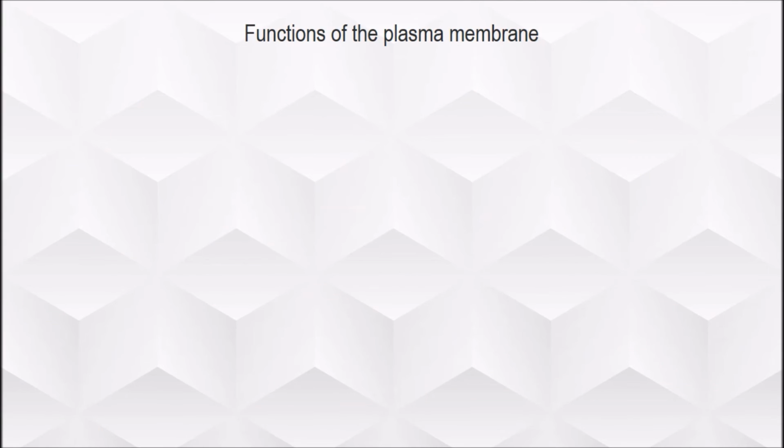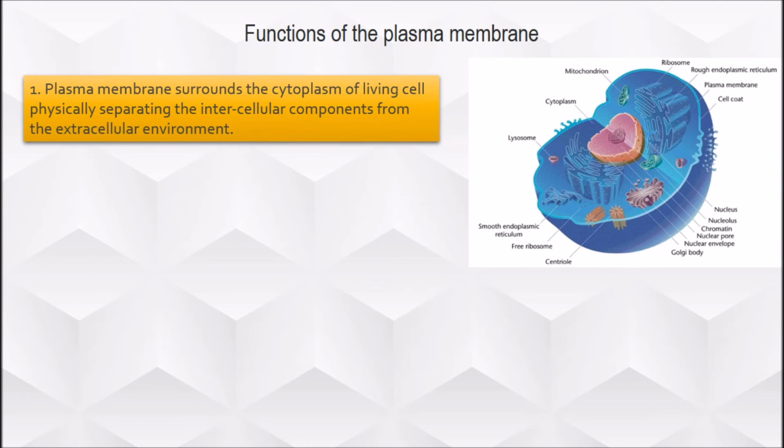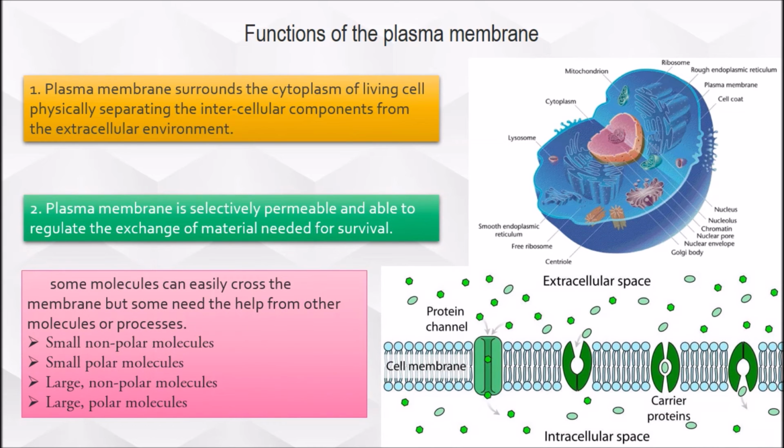Functions of the plasma membrane. The plasma membrane surrounds the cytoplasm of a living cell, physically separating the intracellular components from the extracellular environment. The plasma membrane is selectively permeable and able to regulate the exchange of material needed for survival. Some molecules can easily cross the membrane, but some need the help of other molecules and processes. Some types of molecules that can travel through the membrane are listed below.